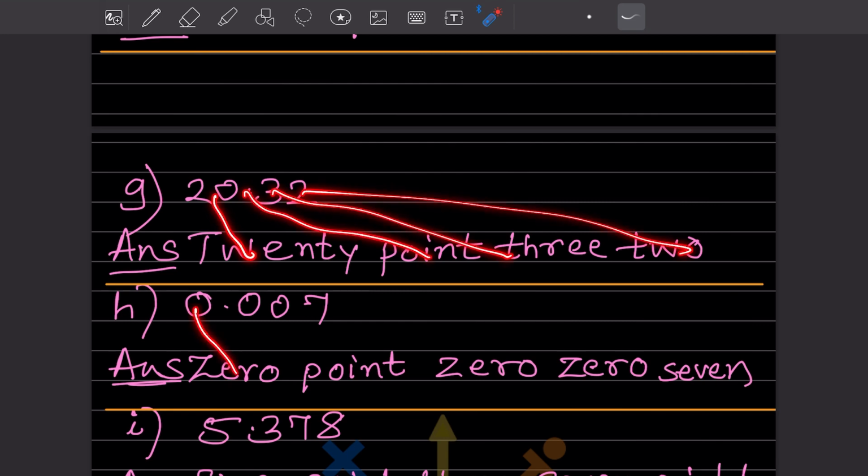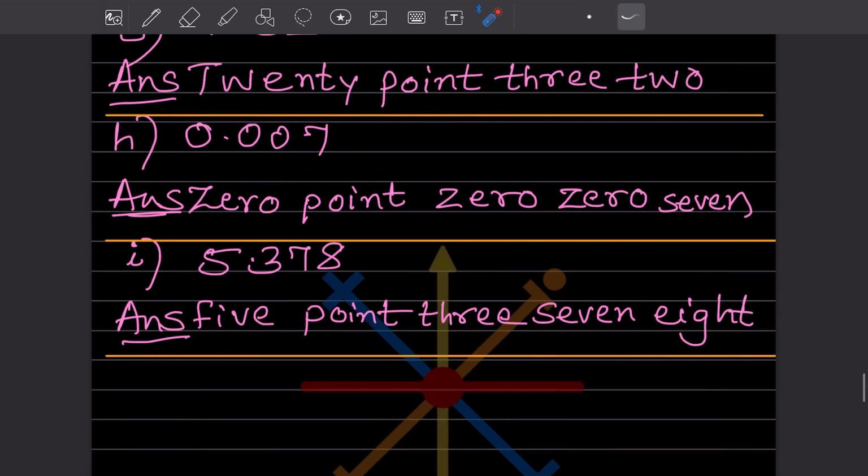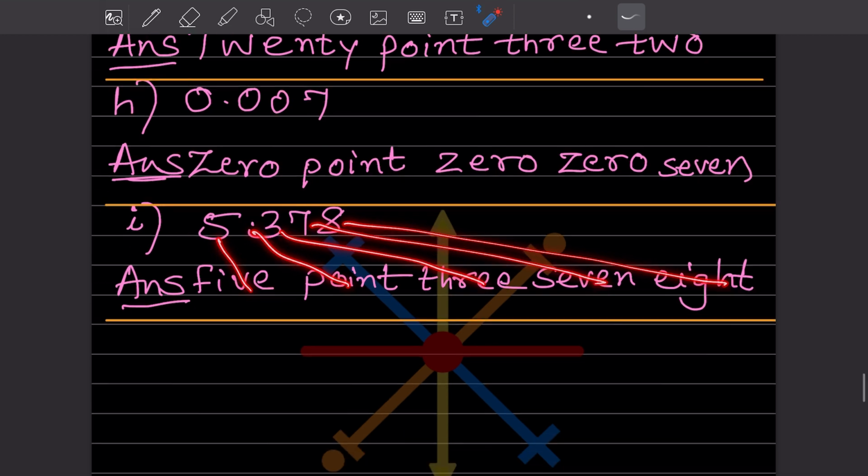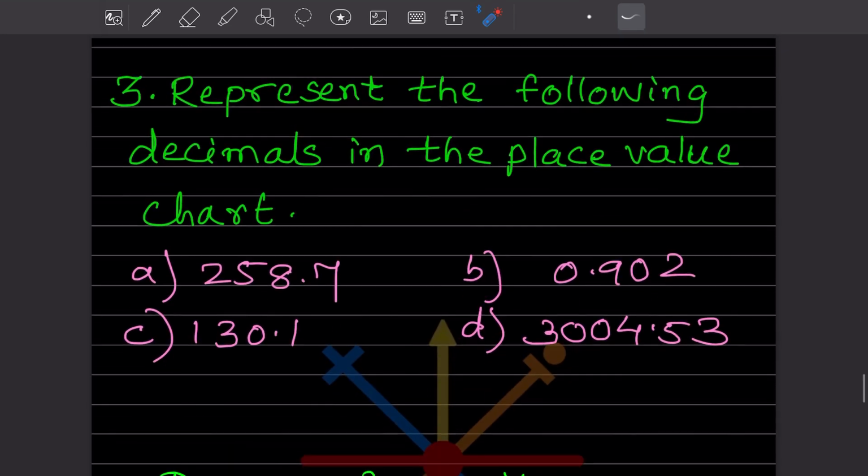20.32, 0.007, 5.378. That's it. So now we have to do the next one, represent the following decimals in the place value chart.